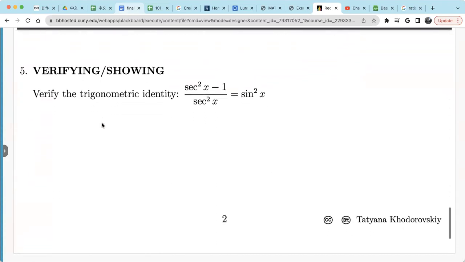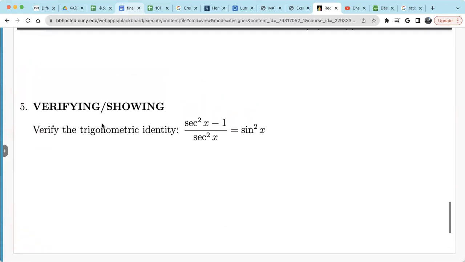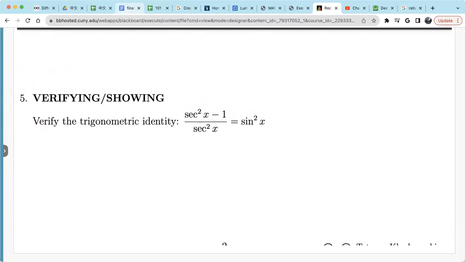Let's see 5. Oh, 5 is the last one, actually. For 5, we need to verify. It's like a proof. So what do we do? We want to start from one side, then end up with the other side. So this is our goal.